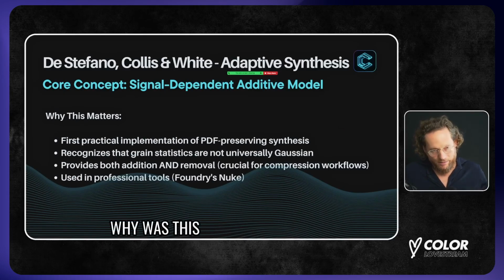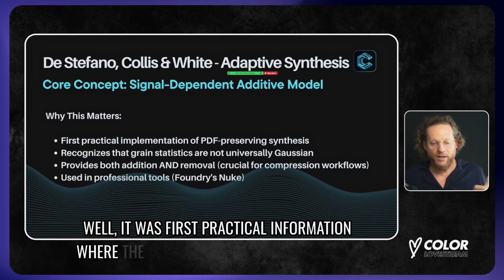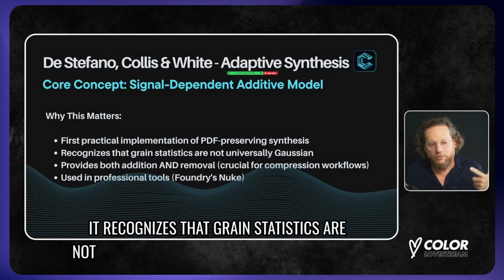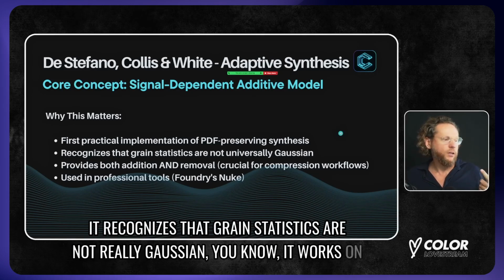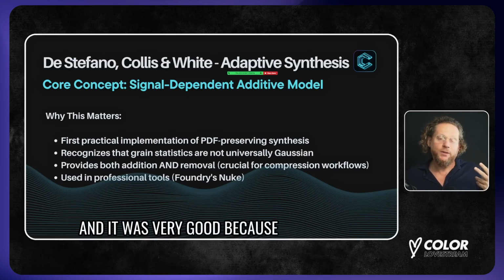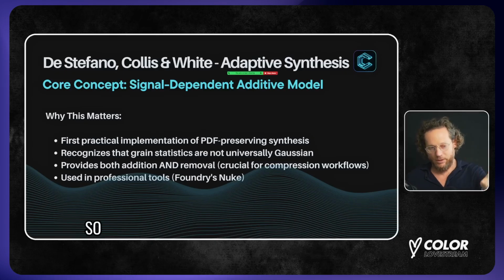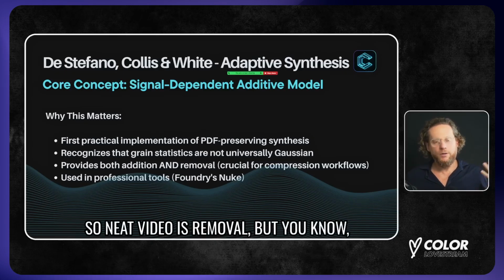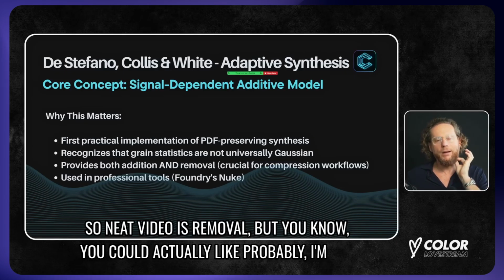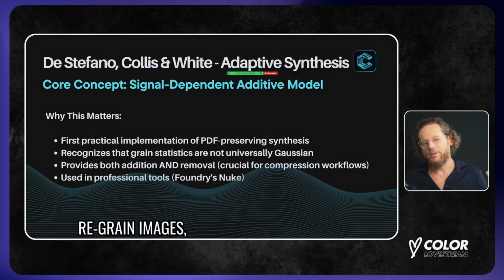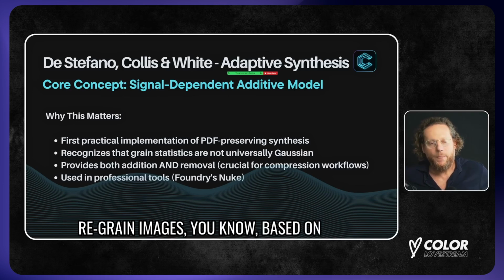Why was this really important? Well, it was the first practical implementation where the grain was physically accurate, where it was a change of the density. It recognizes that grain statistics are not really Gaussian, it works on a different level. And it was very good because it was able to provide addition and removal. Neat Video is removal, but I'm not sure, one would probably be able to hack something like Neat Video to regrain images based on that.